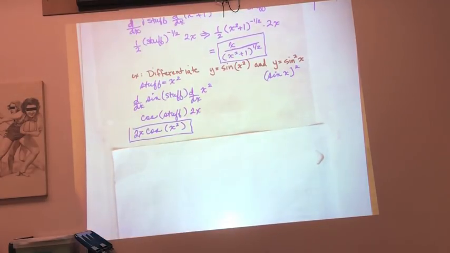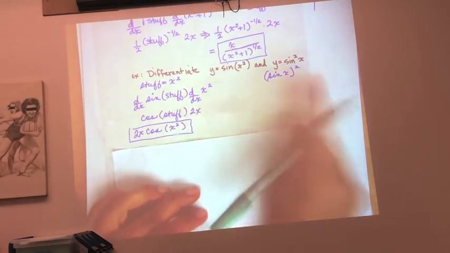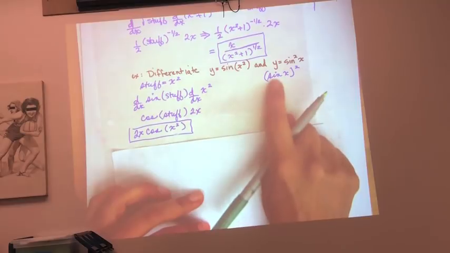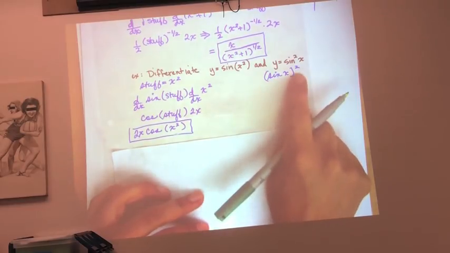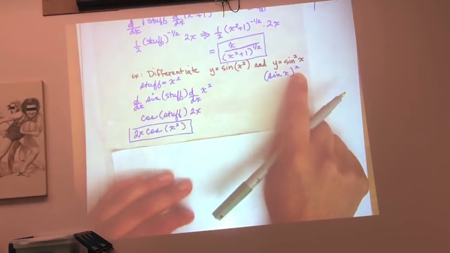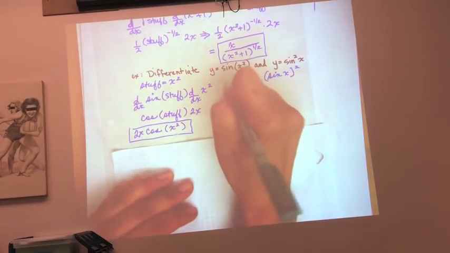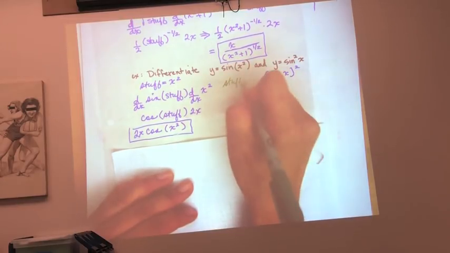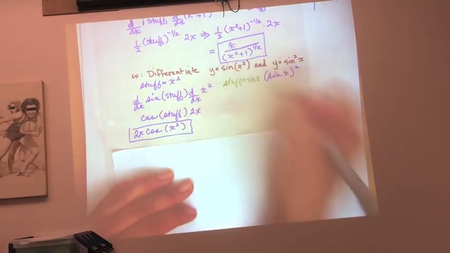So for the second one though, we have different stuff. In this case, and you may want to make note of this, every single time you see sine squared of x, you know that it's sine of x, squared, right? Or you can do sine of x times sine of x and just do a product rule if you wanted to. But in this case, our stuff is equal to sine of x.